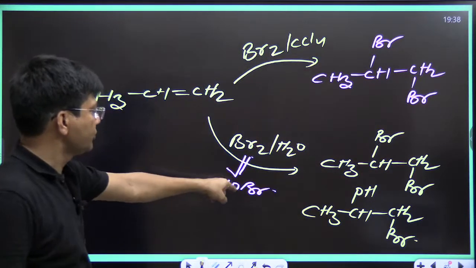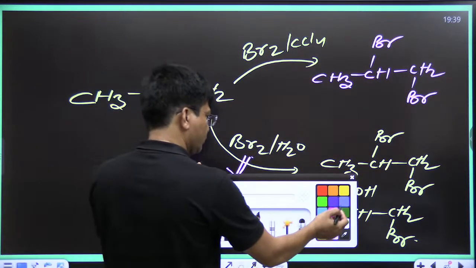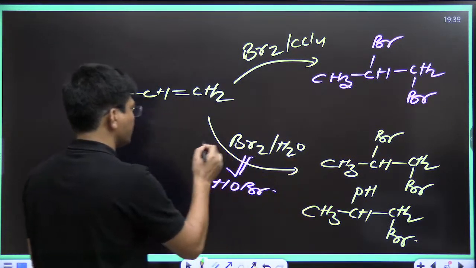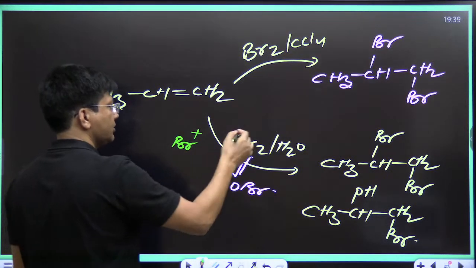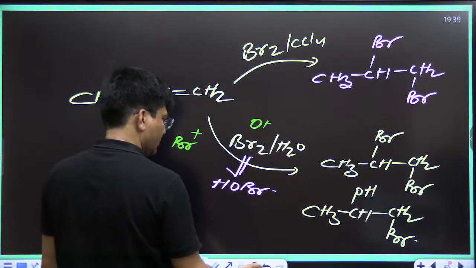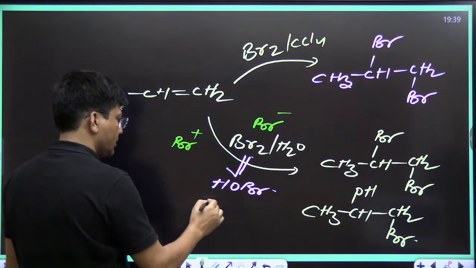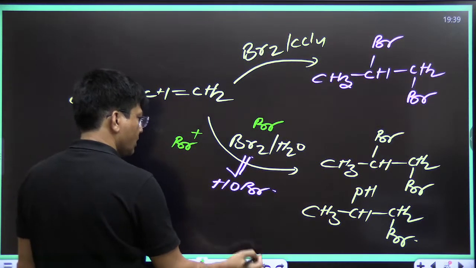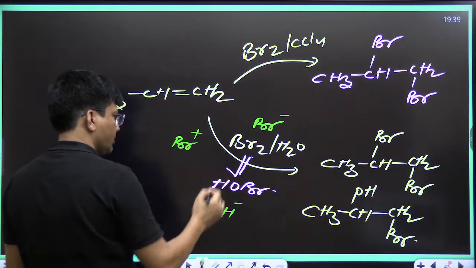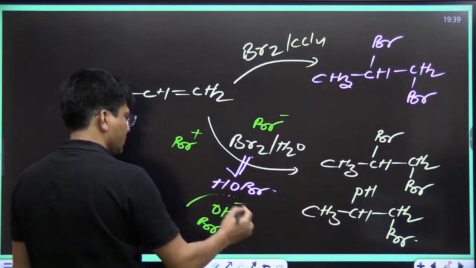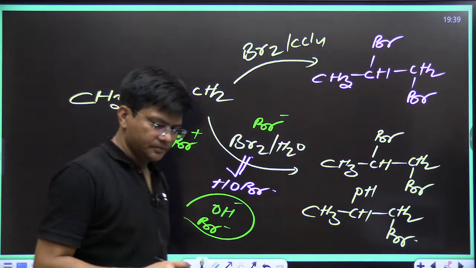But if you are taking water, then two types of nucleophiles are there. The electrophile is common. In this also, the electrophile is Br plus. Here also the electrophile is Br plus. But in this reaction, the nucleophile is Br negative only. And here the nucleophile is OH negative and Br negative. So two types of nucleophiles are present over here, my dear students. That's why you are getting such type of reaction.